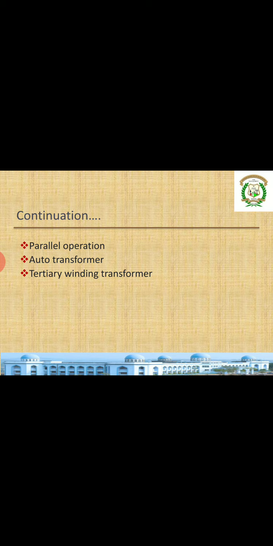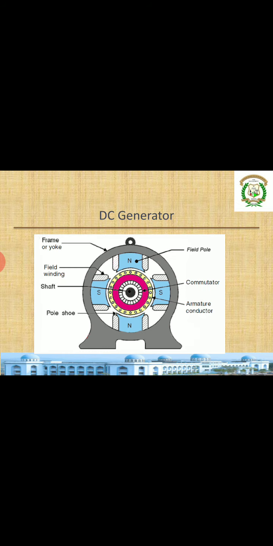And also there are some different types of transformers available, called auto transformers, which are single winding transformers. Using the single winding transformers, we will get smooth variation in the output voltage. Another type is the tertiary winding transformer. Apart from primary and secondary, there will be one more winding called tertiary winding, which can be used as control winding.